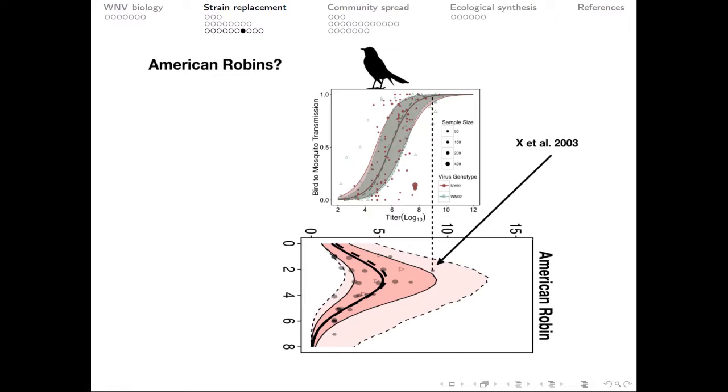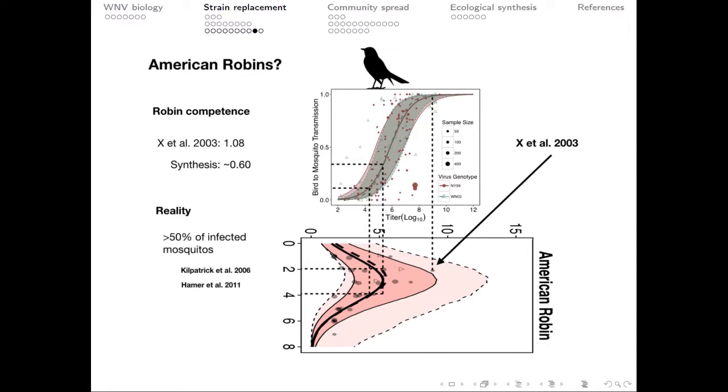This is the data point from the study that gave rise to the conclusion that American robins were really competent hosts, really good at transmitting. They did an experiment that said, look, they've got this really high titer, and that should give rise to a really high probability of transmission through mosquito. But what we conclude, based on many, many more studies, so this typical measure of host competence is the expected number of mosquitoes that would be infected by a bird if a mosquito bit that bird every day. So this study said it was 1.08, and our overall conclusion is that it's probably only 0.6.